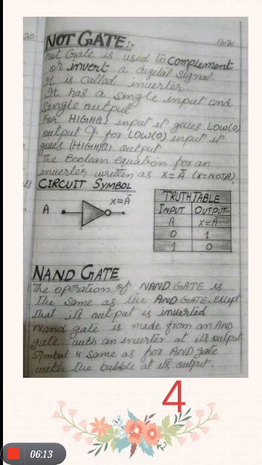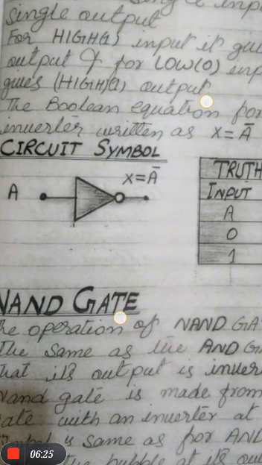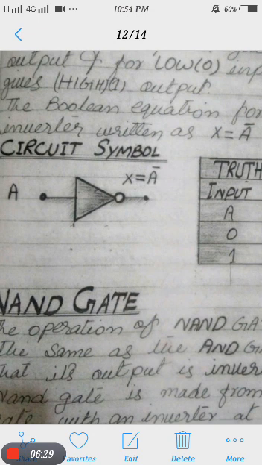The Boolean equation for an inverter is written as x is equal to A bar. It may also be called x is equal to not A. The circuit symbol is shown in the figure. A single input is given and the bubble is shown at the output, which shows the inversion of the input. So the Boolean equation is x is equal to A bar.